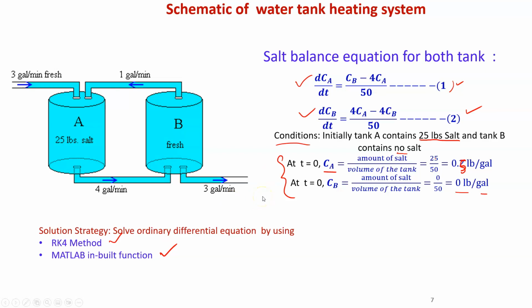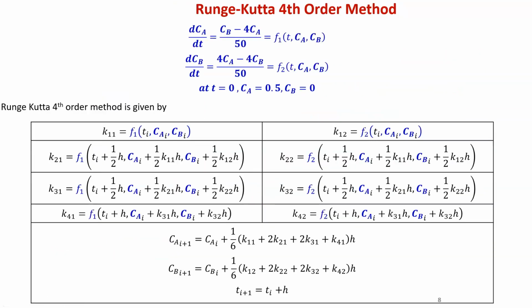Now the hand calculation. Here we have two equations, so we can write dCa/dt equals (Cv minus 4Ca) by 50. That is the function f1, which we write as a function of t, Ca and Cv. And dCv/dt is (4Ca minus 4Cv) by 50, which is function f2, also a function of t, Ca and Cv. At t equals 0, Ca equals 0.5 and Cv equals 0. Now we know the RK4 method, so we have to solve simultaneously.